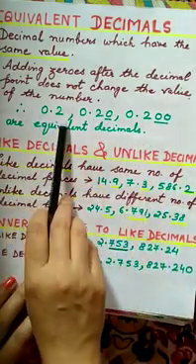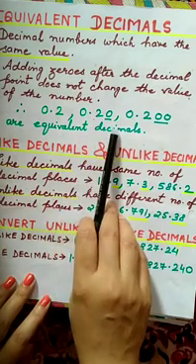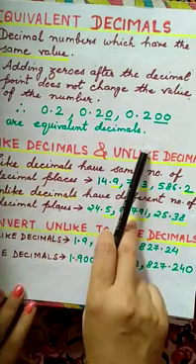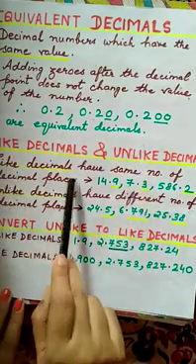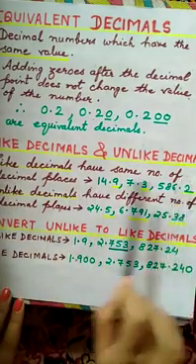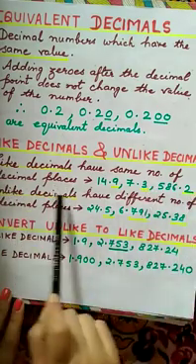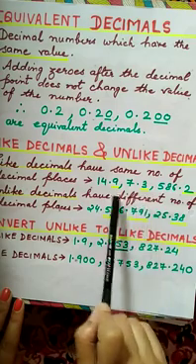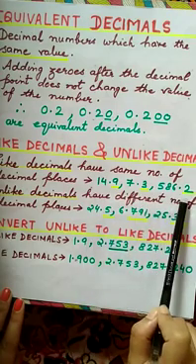So 0.2, 0.20, 0.200 are equivalent decimals. Then we have like decimals and unlike decimals. Like decimals have the same number of decimal places. See here, we have one decimal place in every number. So these are like decimals.